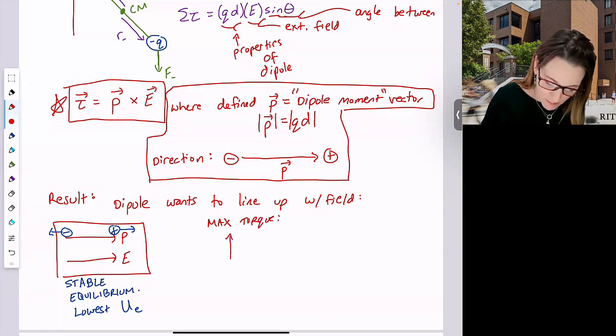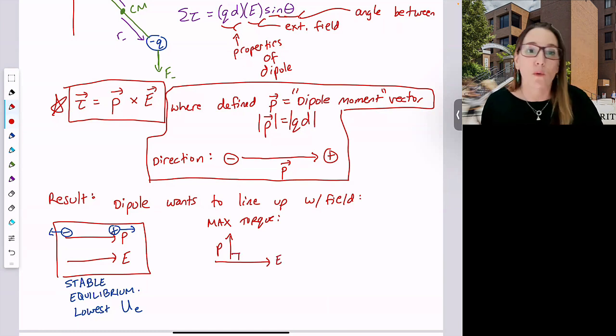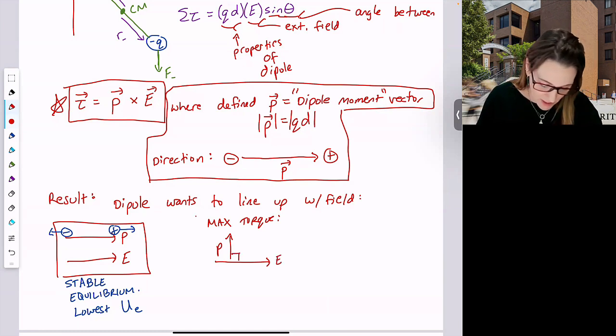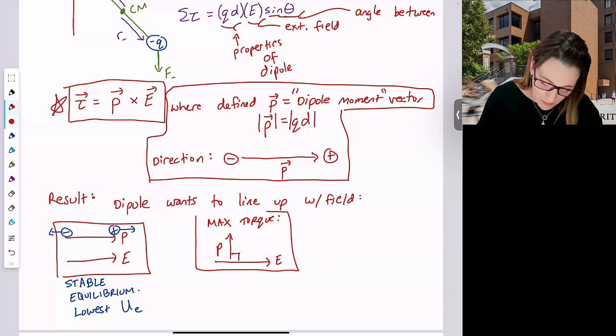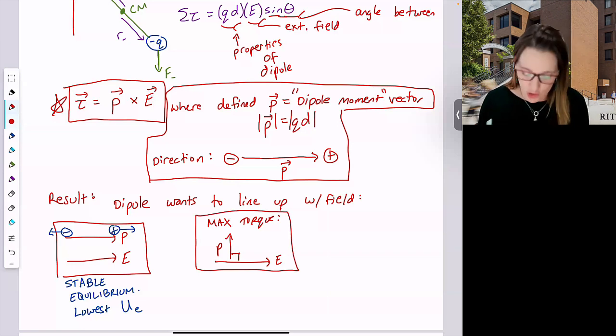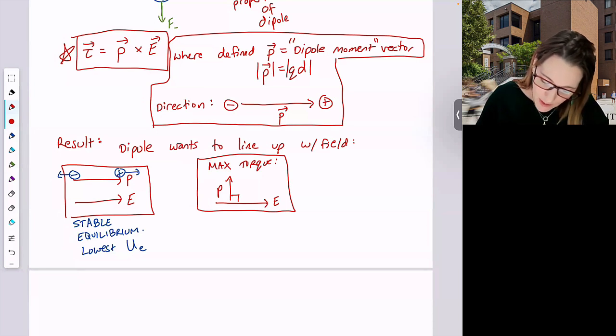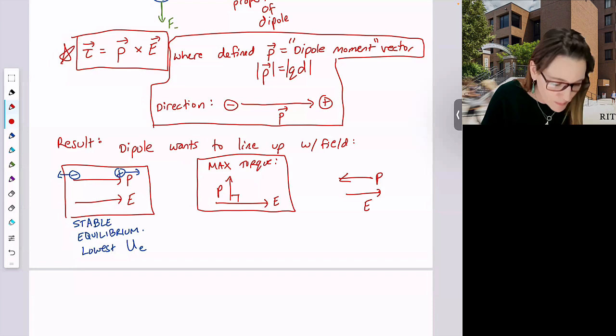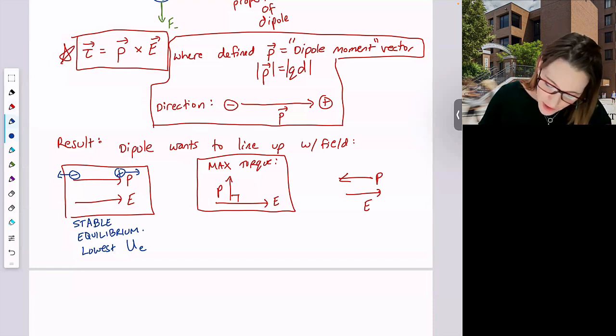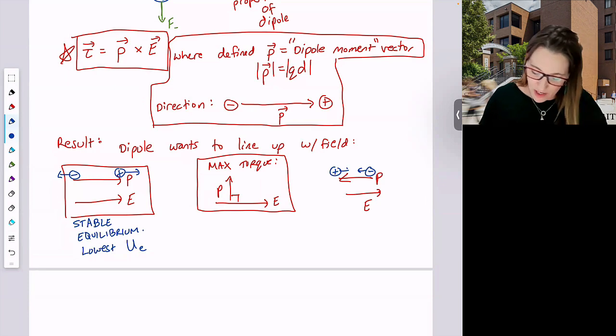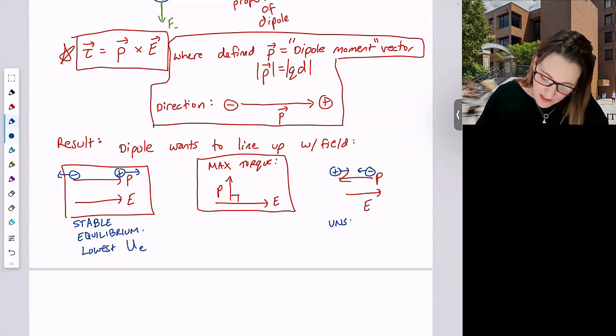When our magnetic dipole moment is perpendicular to E, that's going to be our maximum torque. It'll be the middle energy state, but it's the maximum torque. And when P is anti-aligned with E, there will temporarily be no net torque on it, but this is going to be an unstable equilibrium.